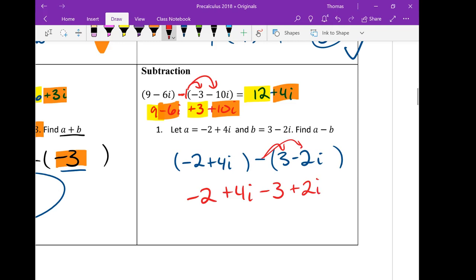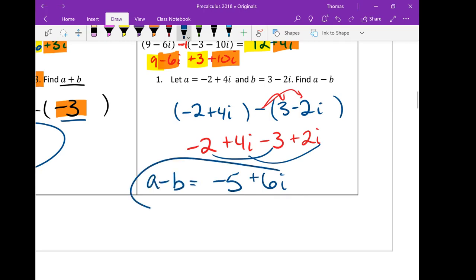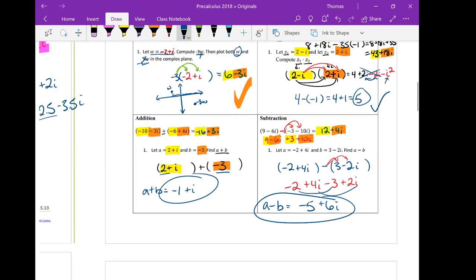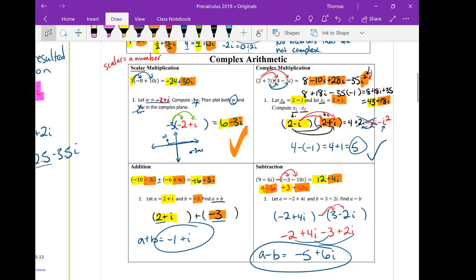Combine like terms. I'm going to notate it a different way. Negative 2 and negative 3 make a negative 5. And then 4 and 2 make a positive 6i. So there, we've done each of the operations we need to today: scalar multiplication, complex multiplication, addition, and subtraction.